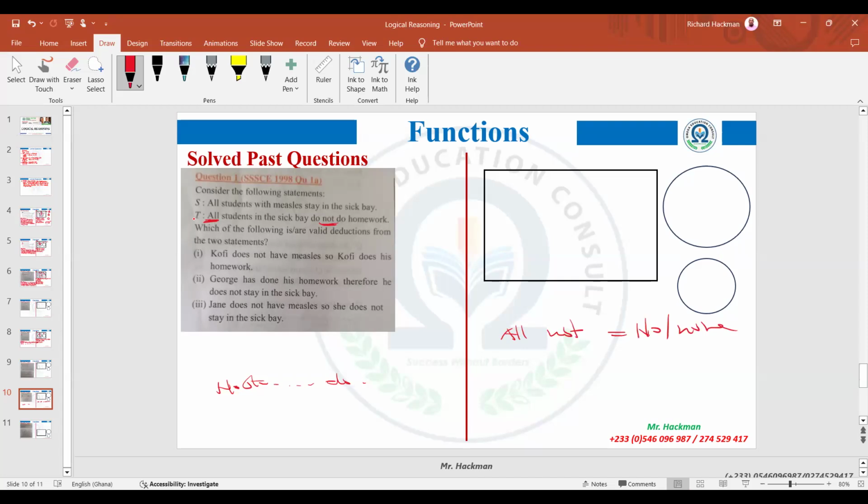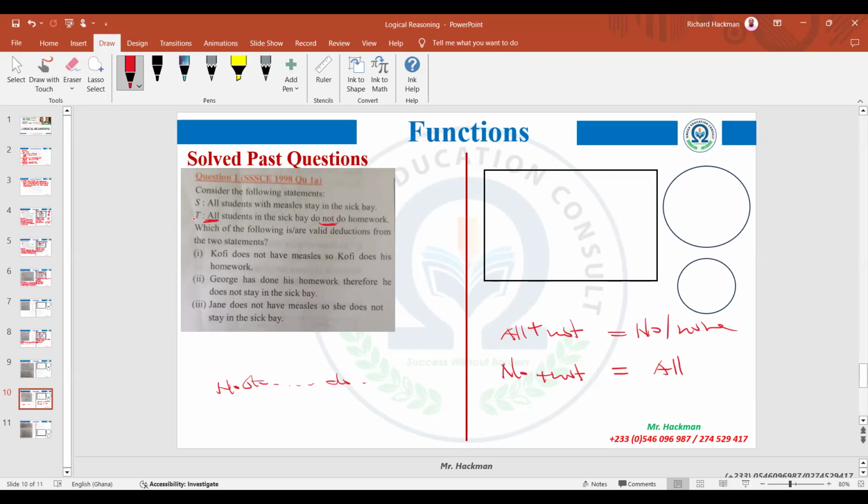Yes, please. If you see no plus not, it will always give you what? It will also give you all. You get the point? Yes, sir. So take note of these key words. Is my point well made? Yes, please. Okay, very good.